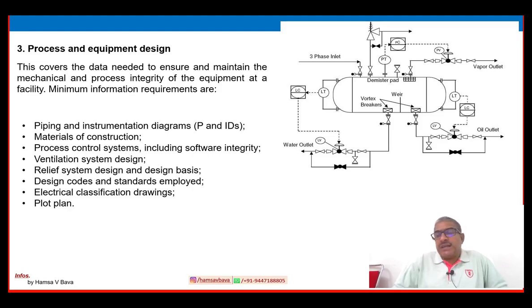Then materials of construction, like engineering drawings and other things. Then control system drawing, including software integrity, ventilation system design, etc. So relief valve and other design details, design codes for the valves and pipes, other areas involved, electrical classification, electrical drawing separately. So detailed drawings, explanation and documentation will be provided for process and equipment design.